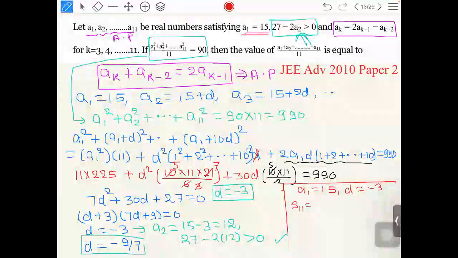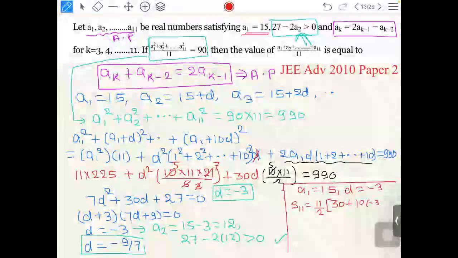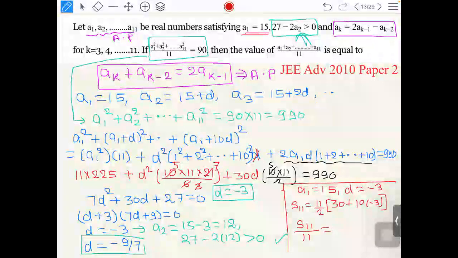S11 is equal to 11/2 into 2a plus n minus 1 means 10 times of -3. Or we will get S11 by 11 is equal to 30 minus 30 by 2, which is equal to 0. So answer to this question was numerical value question, and answer to this question is 0.